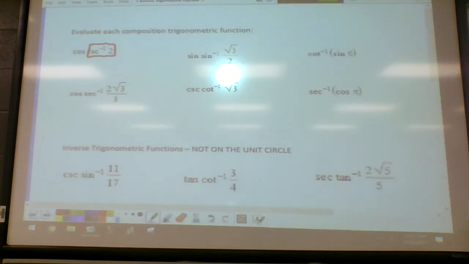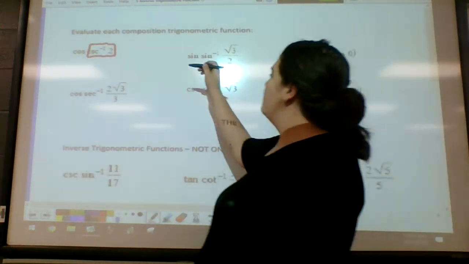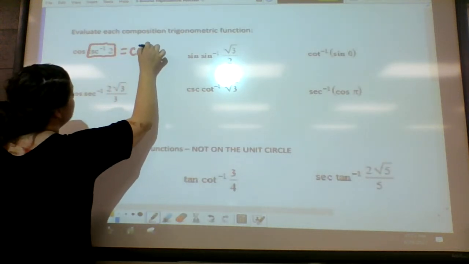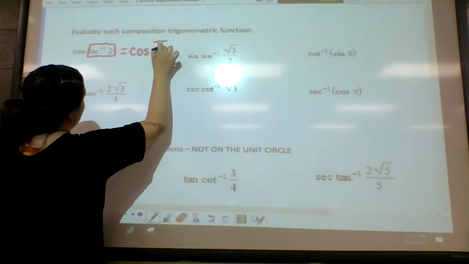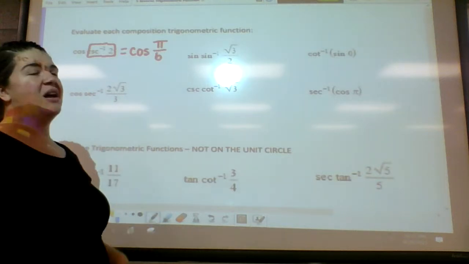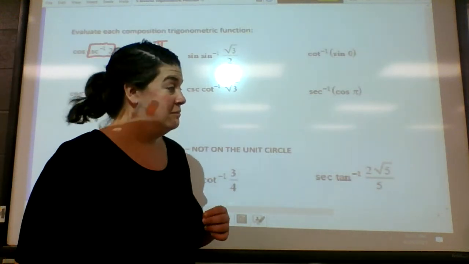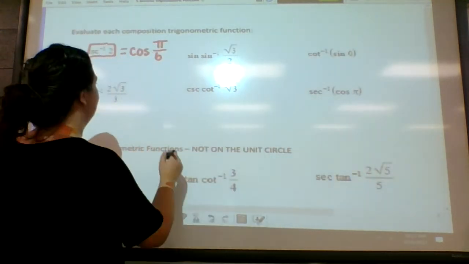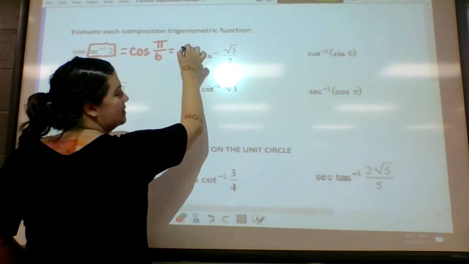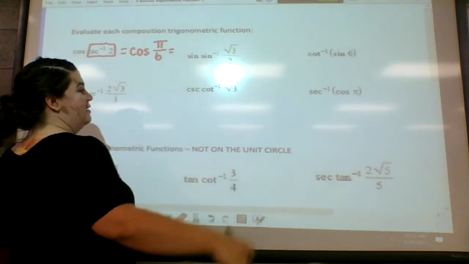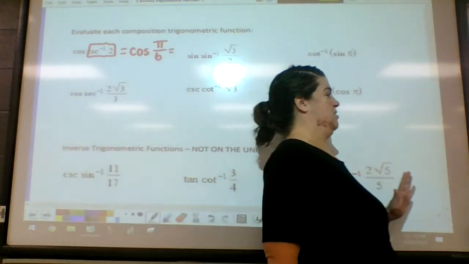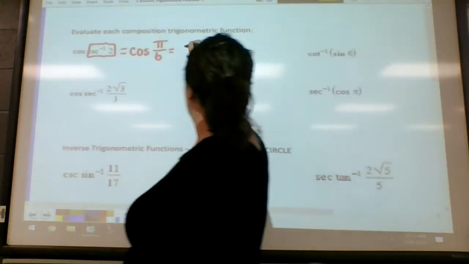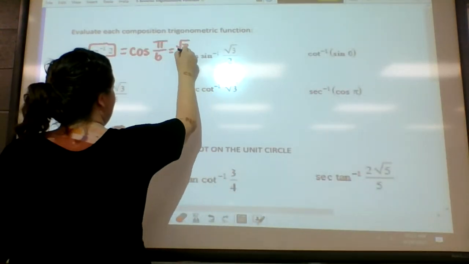Pi over 6. So then what we're going to say is, hey, this value that I put in this box is equal to pi over 6. So now we're going to find the cosine of pi over 6. And that's a question I could have asked you like 8 years ago, right? Not that far, but yeah. What's the cosine of pi over 6? Just cosine pi over 6. Square root of 3 over 2. All right. Just the square root of 3 over 2.